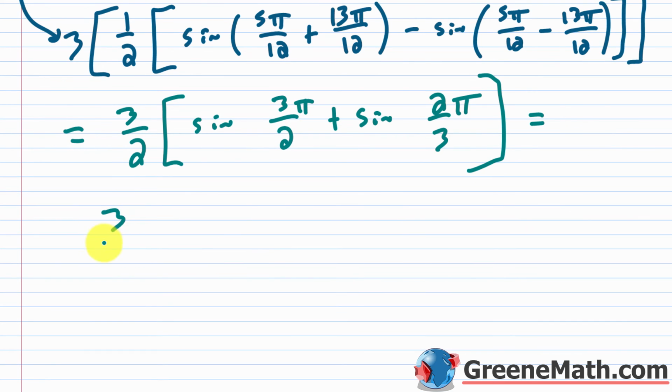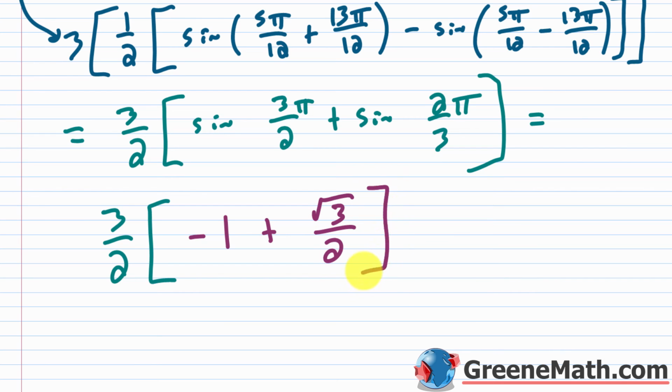So we have our 3/2 on the outside of the brackets. Hopefully you know that the sine of 3 pi over 2 at this point is going to be -1. So this is -1, and then plus sine of 2 pi over 3. Remember, 2 pi over 3 is 120 degrees. So the sine of 120 degrees, you have a 60-degree reference angle. The sine of 60 degrees is square root of 3 over 2. You're in quadrant 2, so it's going to be positive. So this is the square root of 3 over 2. Let me close that down.